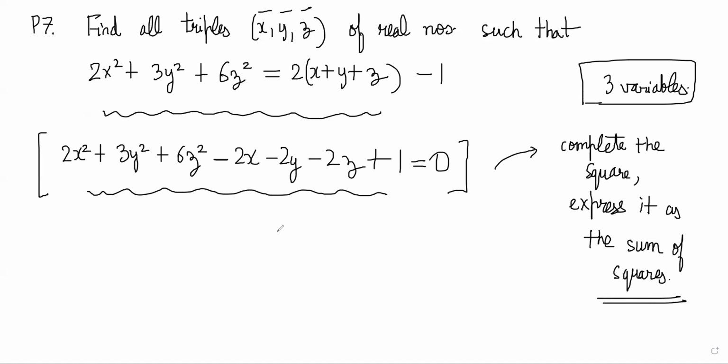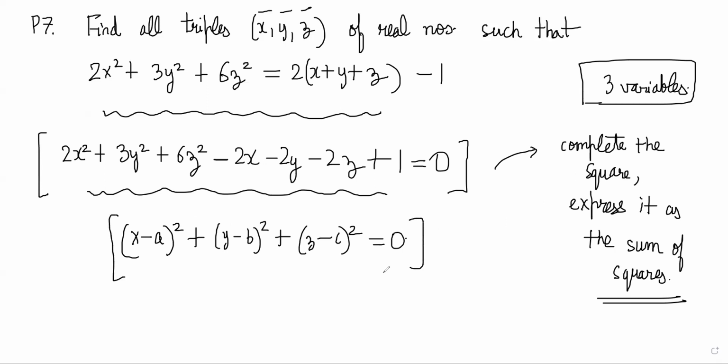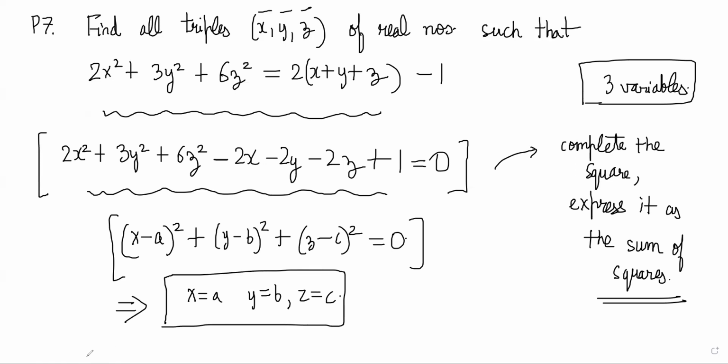Why is that going to be useful? So suppose I can express it as a sum of squares, (x minus a) whole square plus (y minus b) whole square plus (z minus c) whole square is equal to 0. Then obviously with a single equation, you can say that x must be a, y must be b, z must be c, right? Why does this follow? Because the sum of perfect squares can never be negative, and the only way that the sum of the 3 perfect squares will be equal to 0 is if each of them is individually 0, right?